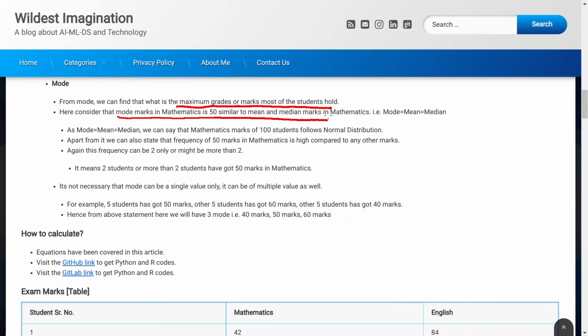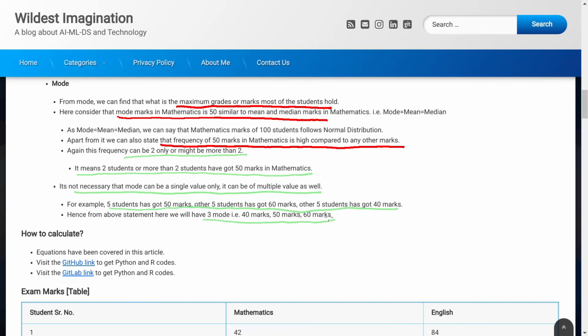When we say that mode equals 50, it means that the frequency of 50 marks in mathematics is high compared to any other marks. The frequency can be 2 or maybe more than 2, so it means that 2 or more students have got 50 marks in mathematics. It is not necessary that mode can be a single value only. It can be multiple values as well. For example, if 5 students have got 50 marks, another 5 students have got 60 marks, and another 5 students have got 40 marks, we can say that we have 3 modes: 40 marks, 50 marks, and 60 marks. So this is how we can interpret mode.